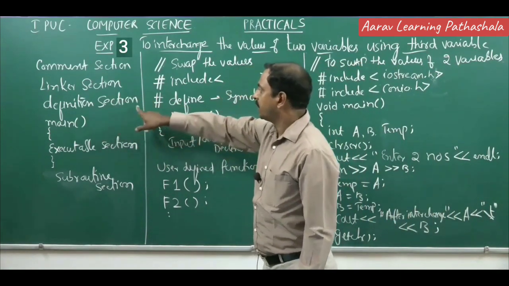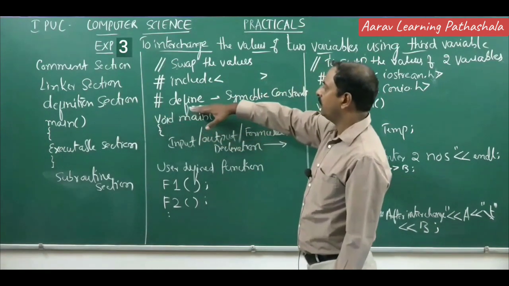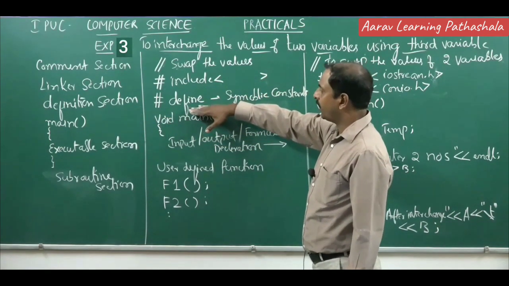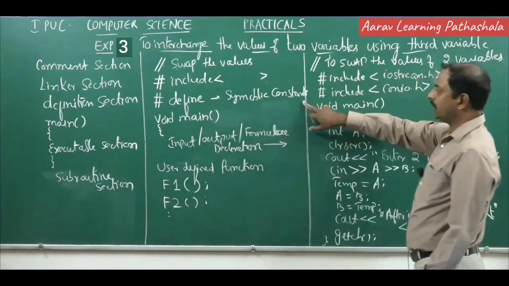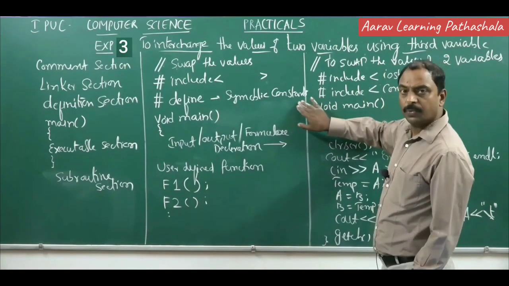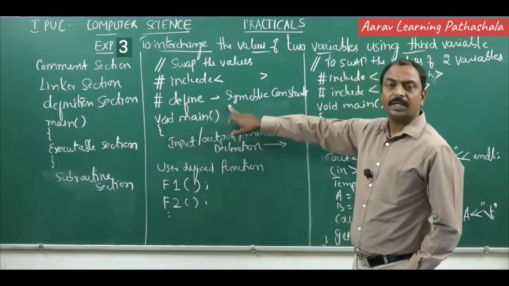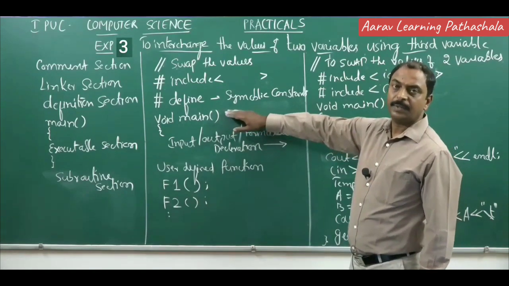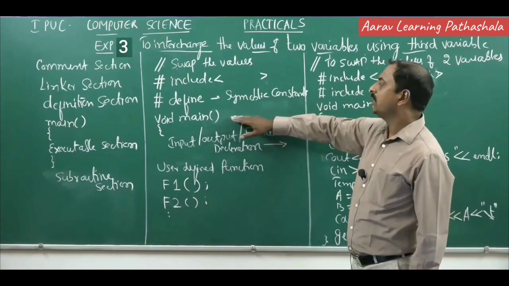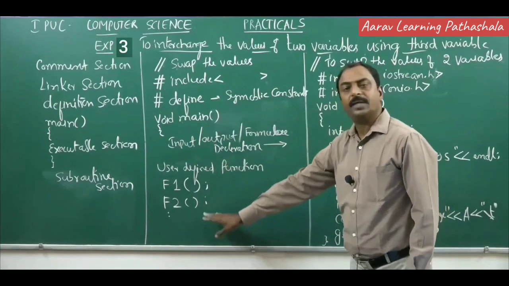Next is the definition section, and here is the place where we can define the symbolic constants we may have to use in our program. You can also declare global variables. The variables are the values which we are using in our entire program.